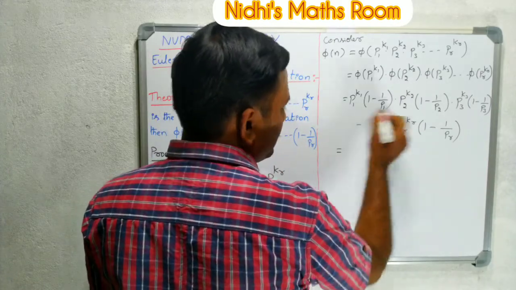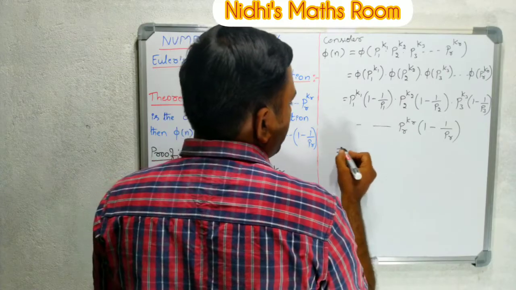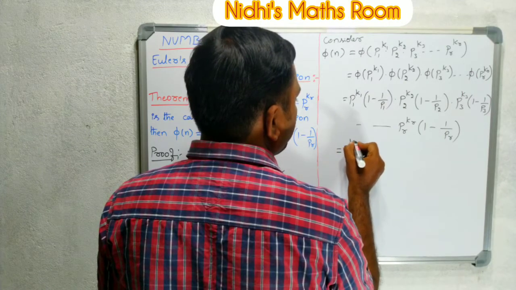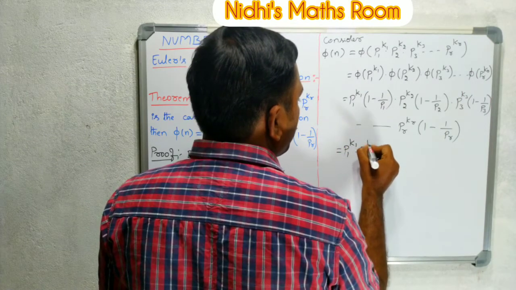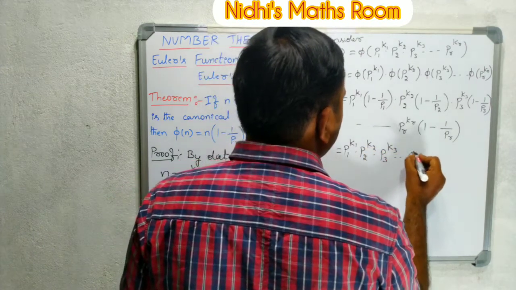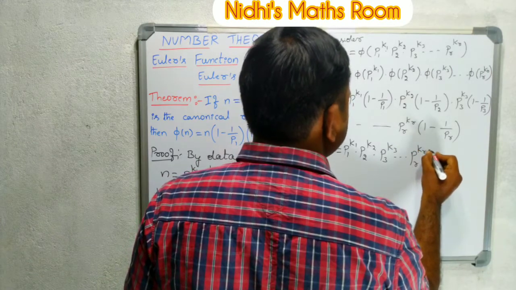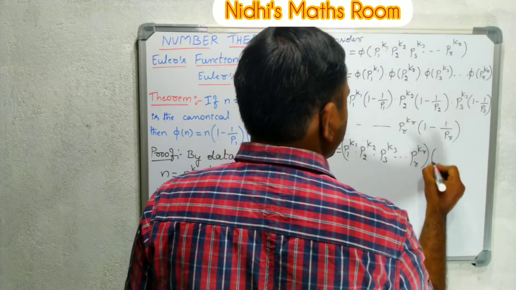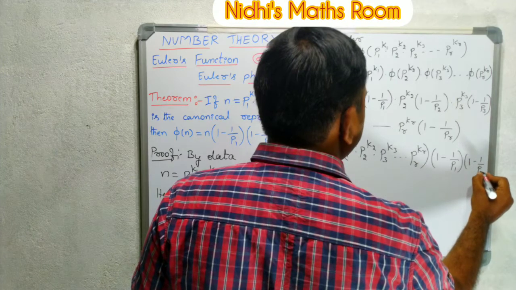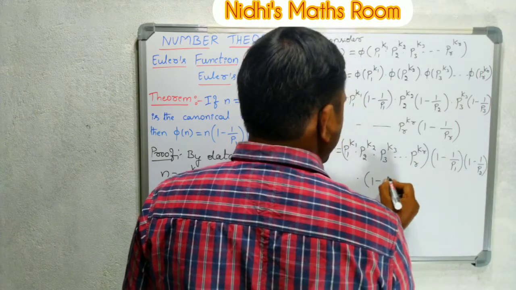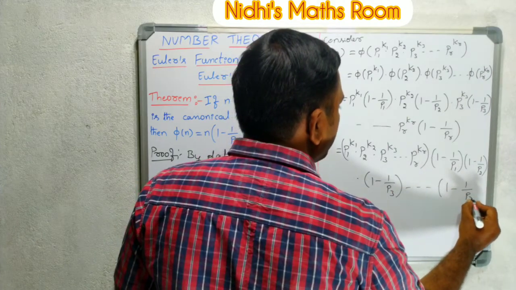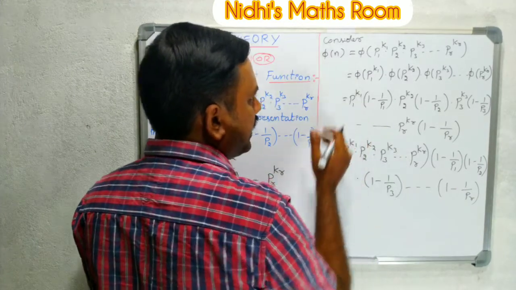So this can be written, by rearranging, and I write the terms as p1 to the power of k1 into p2 to the power of k2 into p3 to the power of k3 into so on pr to the power of kr into 1 minus 1 divided by p1 into 1 minus 1 divided by p2 into 1 minus 1 divided by p3 so on 1 minus 1 divided by pr. So this is nothing but n.